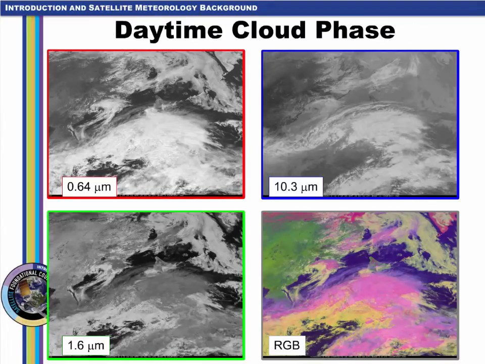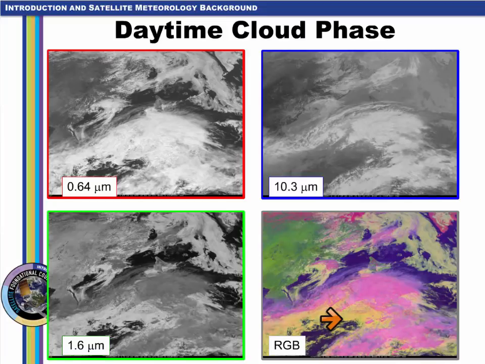This RGB includes the ice channel in green. Ice clouds and snow are not reflective at 1.6 microns, so there is little green contribution to the RGB where ice clouds are present, so they'll have a more magenta look. Red plus blue is magenta. Low, water-based clouds are highly reflective at 0.64 and at 1.6, the red and green channels, but dark in the 10.3 micron, the blue channel, so they will be yellow or orange.